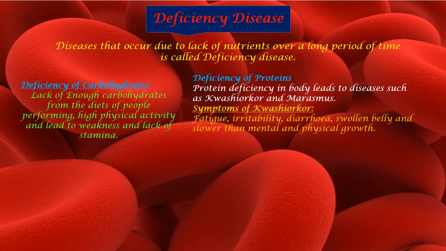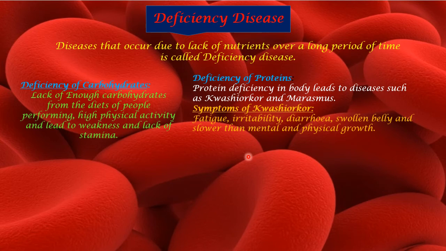Next, deficiency of proteins. Protein deficiency in the body leads to diseases such as kwashiorkor and marasmus. These two diseases are discussed over here. Just look at the terms here. It is not that hard. Just repeat along with me: kwashiorkor, marasmus. And there are some symptoms to identify kwashiorkor. Let's see: fatigue, irritability, diarrhea, swollen belly, and slower mental and physical growth.